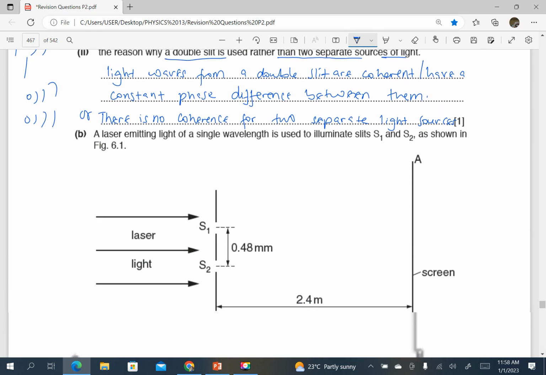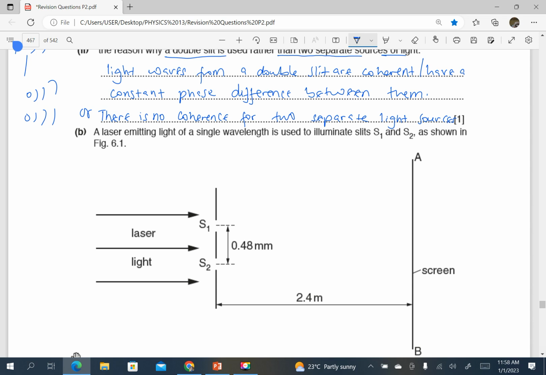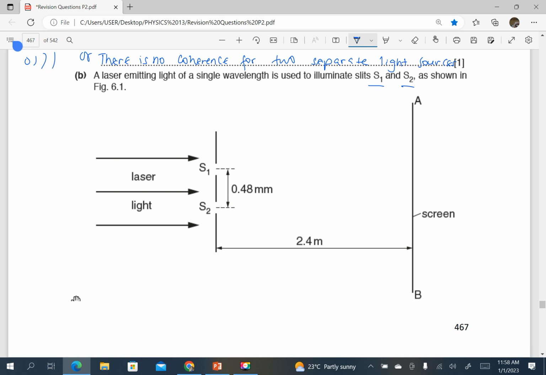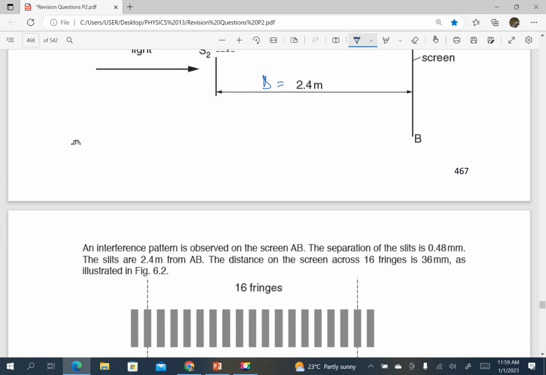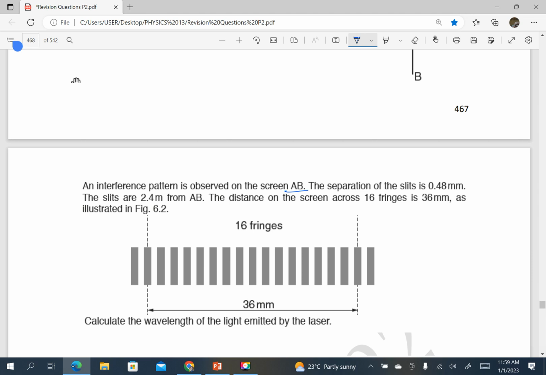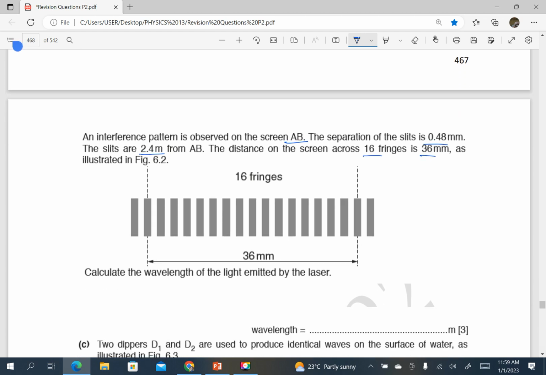A laser emitting light of a single wavelength is used to illuminate S1 and S2 as shown here. These are double slits, so you know what it means. Okay, so this is D, this is the slit separation A. An interference pattern is observed on the screen AB. The separation of the slits is 0.48 millimeters. The slits are 2.4 meters from AB. The distance on the screen across 16 fringes is 36 millimeters. Calculate the wavelength of the light emitted by the laser.